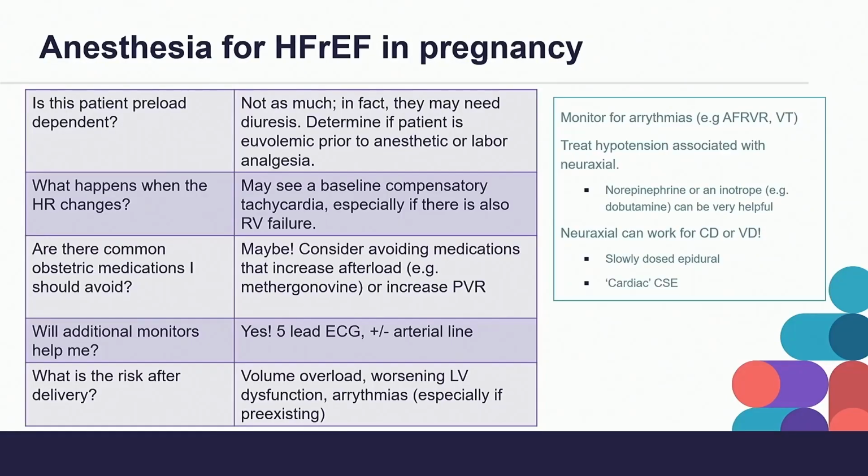For me, I try to avoid medications that increase afterload in these patients or increase PVR. These patients get a 5-lead ECG because boy, do they have a risk of arrhythmias, and they have a risk of ventricular arrhythmias, which you want to know about immediately. And for me, if they have a history of ventricular tachycardia and they have a very low EF, they can probably get an epidural in labor on our labor floor, but they're going to get an arterial line just so we can really closely monitor them.